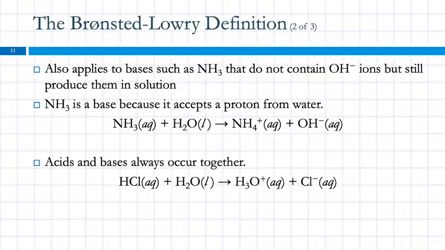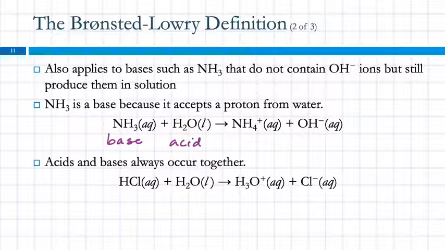So ammonia is a base, even though it doesn't contain hydroxide ions. But it will accept a proton from water. So NH3 plus H2O, this is a base. It can accept the proton. So this is the base. And here, the H2O is donating the proton, so that makes it the acid. And then we get NH4 plus and OH minus. So an H plus has gone from the NH3 to the H2O.